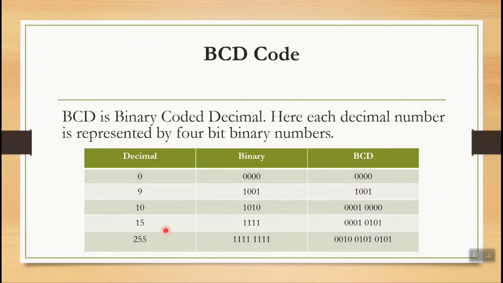Number 10 in binary is 1010. In BCD, 1 is written 0001 and 0 is 4 zeros. 15 is 1 and 5 like that. So this is one number system, that's BCD code. This is binary coded decimal.